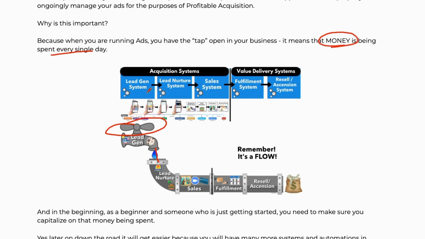And so in the beginning, as a beginner who is just getting started in this game of paid advertising, you want to make sure that you are always capitalizing on the money that is being spent.